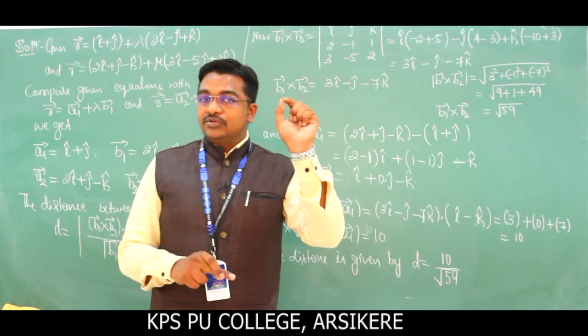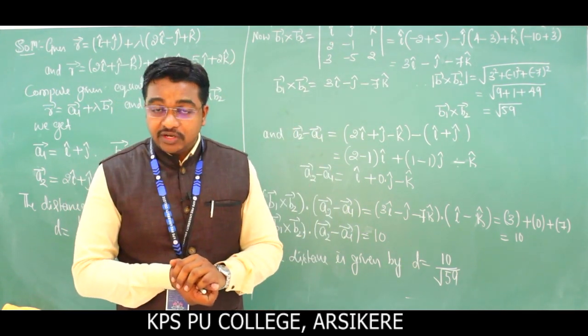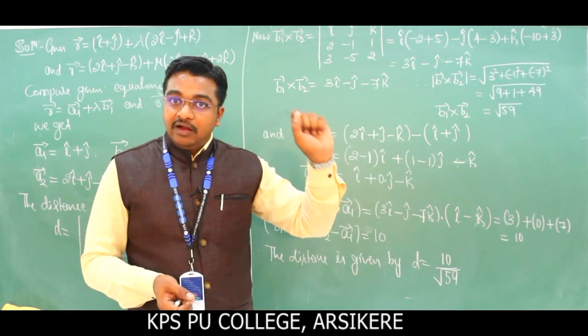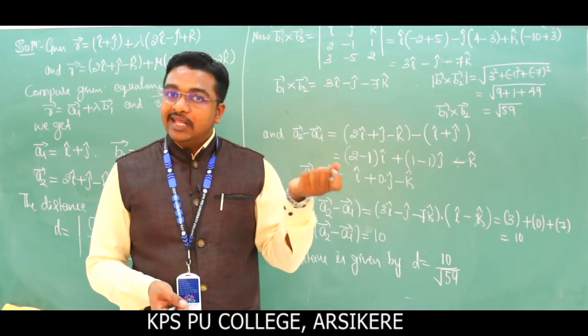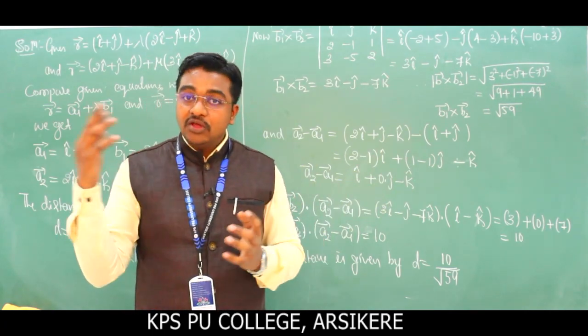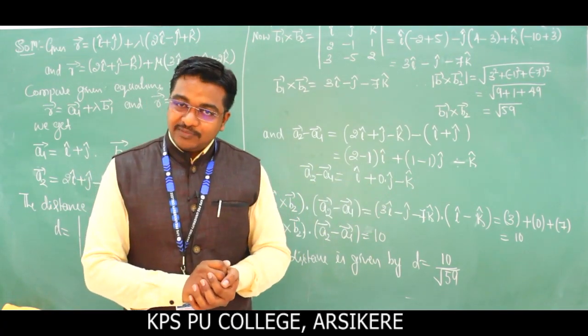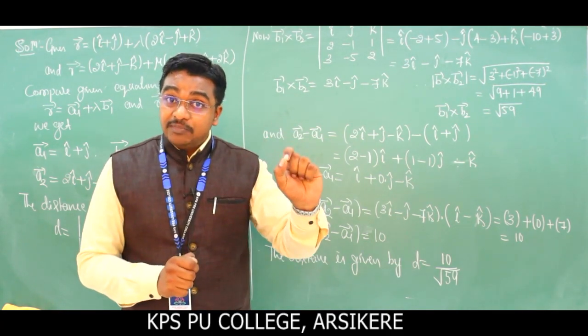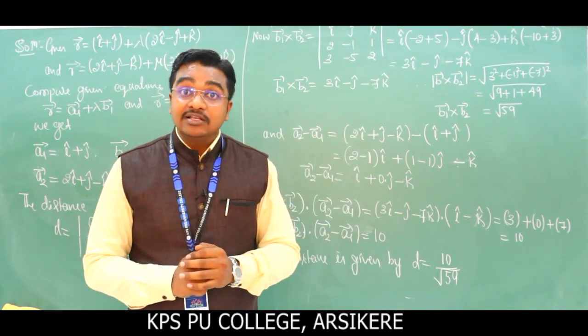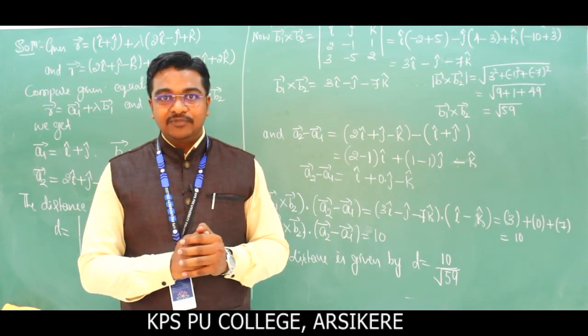Just observe here. In this class we had a discussion on finding the expression for the distance between two skew lines, d is equal to, in vector form as well as Cartesian form. Understood, children? In our next class I am going to discuss the distance between two parallel lines in the case of 3-dimensional geometry. Thank you all.